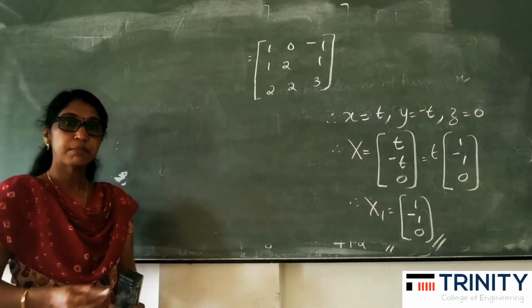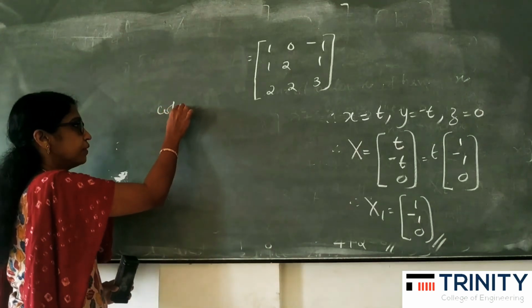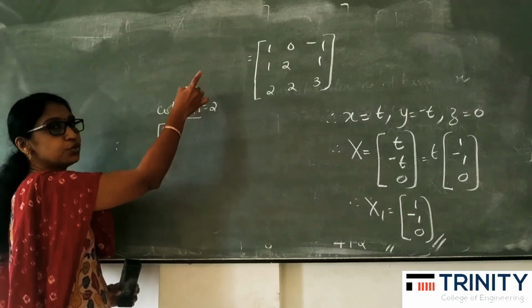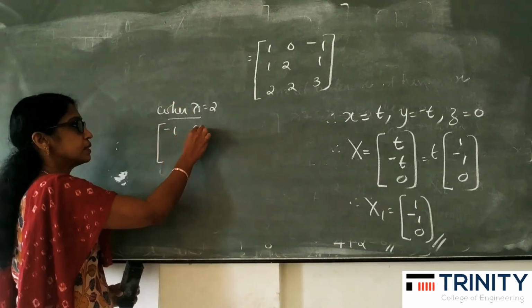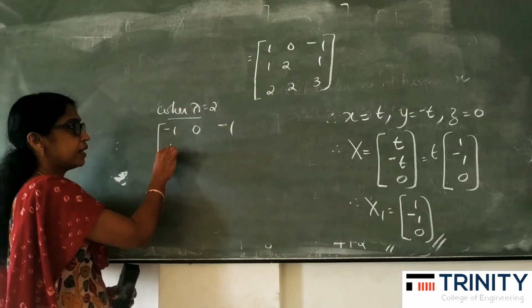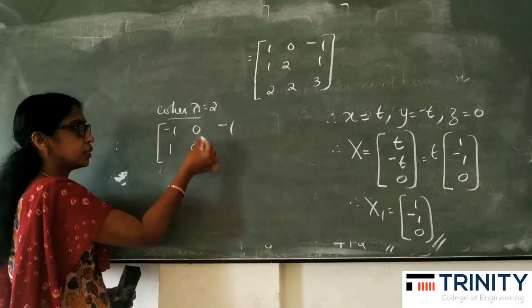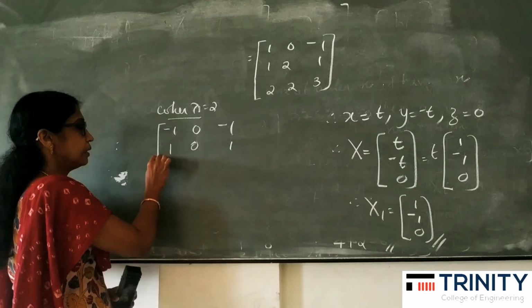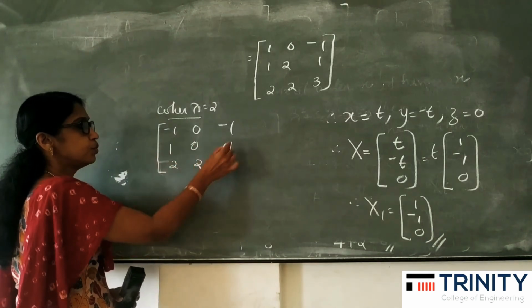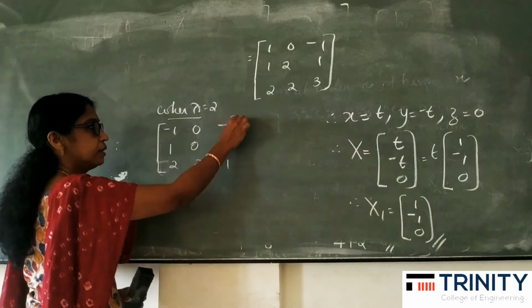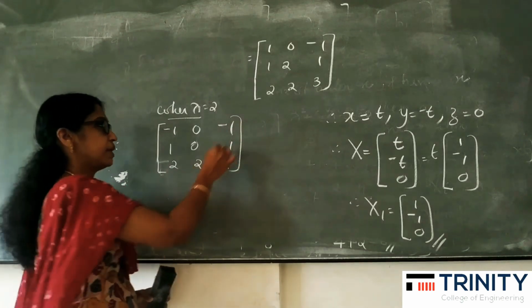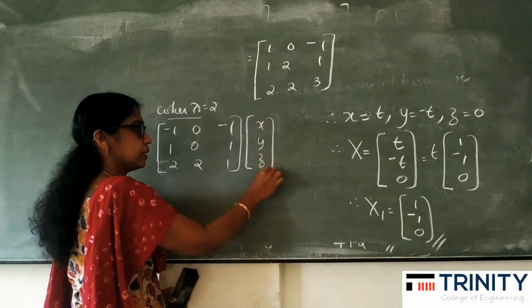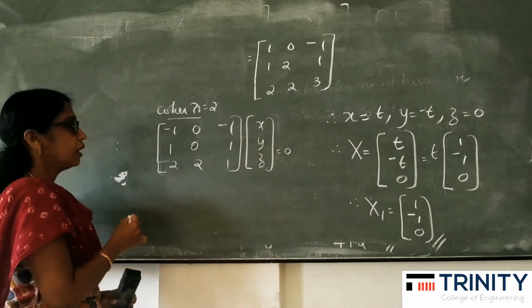Now when lambda is equal to 2, we get 2 minus 1 gives minus 1, 0, minus 1, 1, 2 minus 2 is 0, and next element is 1, and the last row 2, 2, 3 minus 2 is 1. This is the matrix A minus lambda I into x, y, z is equal to 0.